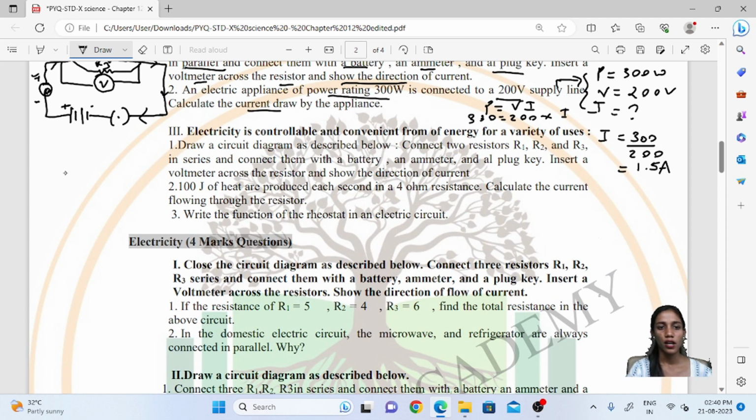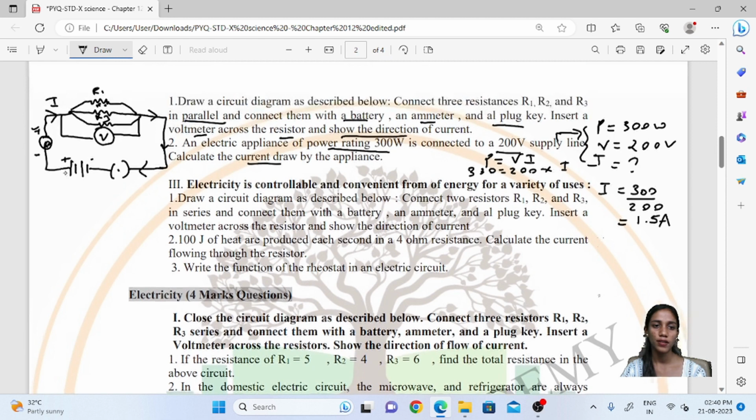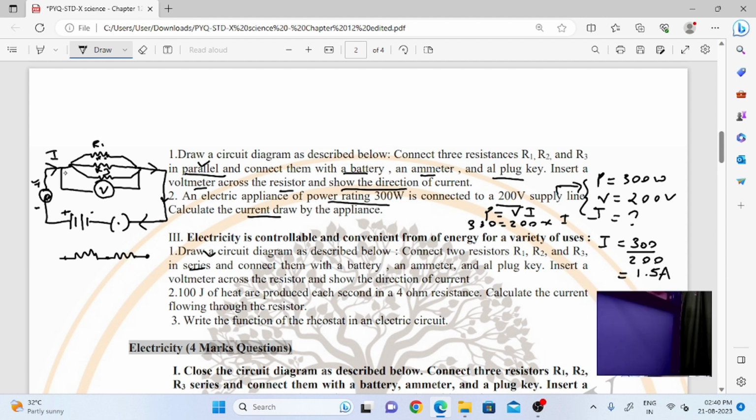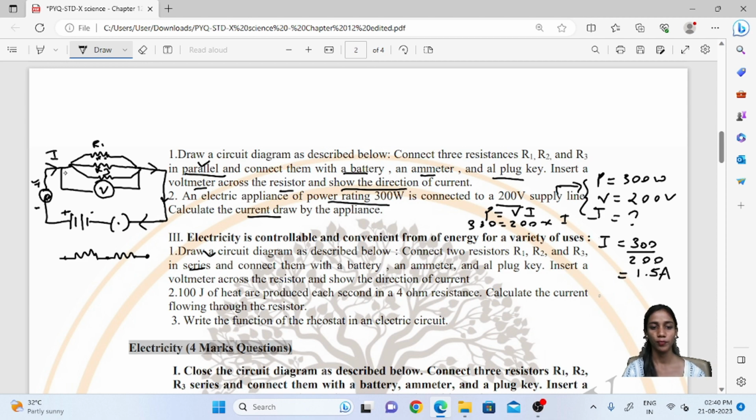Now draw a circuit diagram as shown below. Connect three resistors R1, R2 and R3 in series and connect them with a battery. So this question is the same as the previous question, only the difference here is that the earlier one was connected in parallel and this is connected in series. So you have to show the arrangement of only the connection of the resistors; the arrangement will change. It will be this way.